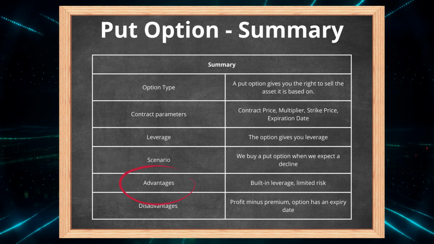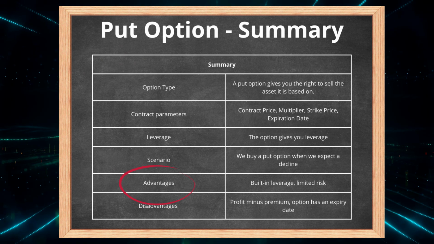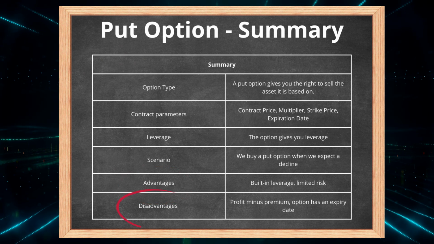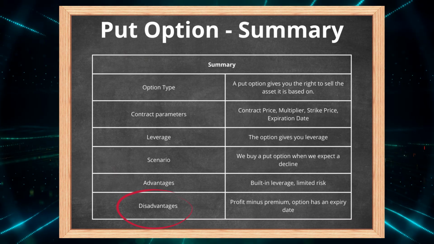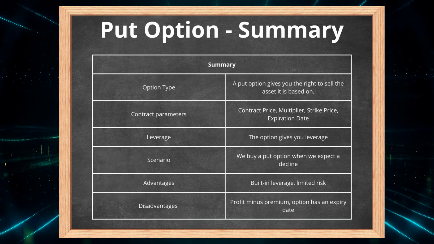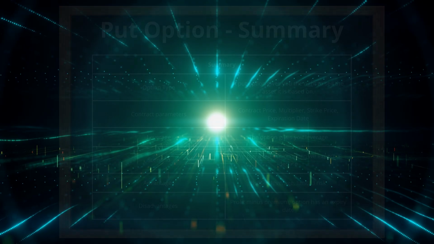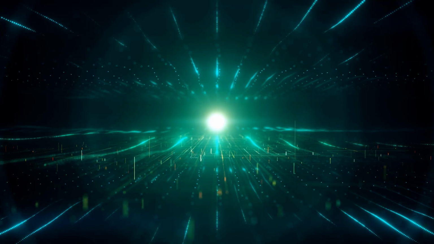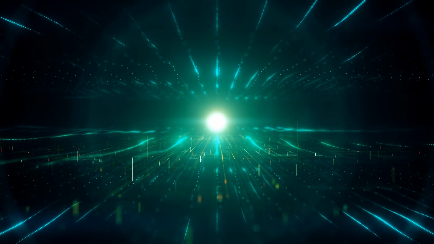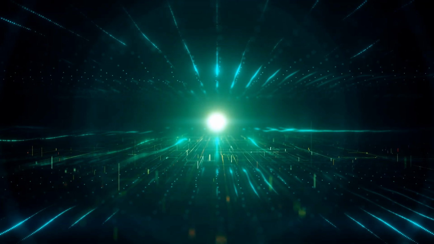The main advantages of put options are built-in leverage and limited risk. The main downsides: you subtract the premium paid from your potential profit, and options expire, unlike stocks, which you can hold indefinitely. As mentioned at the beginning, with a put option you can either buy it or sell it. In this video we covered what happens when you buy a put option.